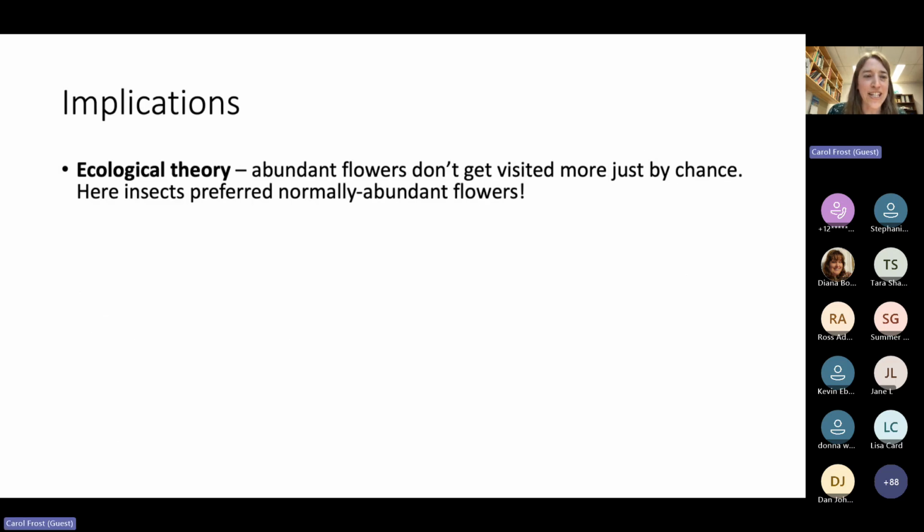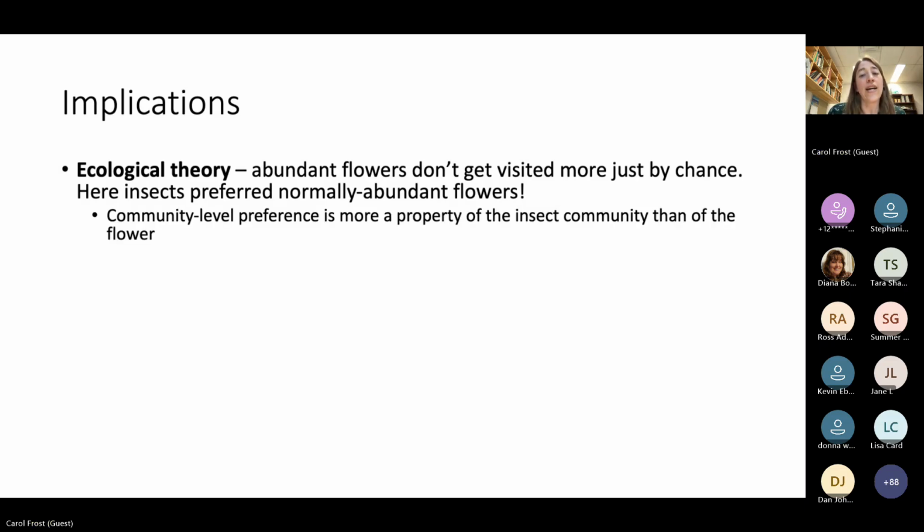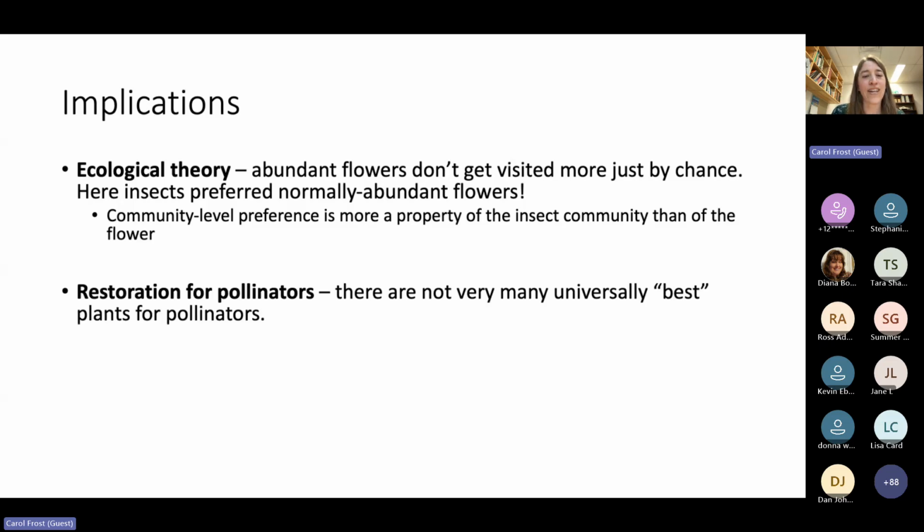What are the implications of this study? For ecological theory, we found that abundant flowers don't get visited more just by chance. Here, we found that insects actually preferred normally abundant flowers. So that's something that usually is not assumed in the ecological literature. And we also found that community level preference is more a property of the insect community than of the flower.